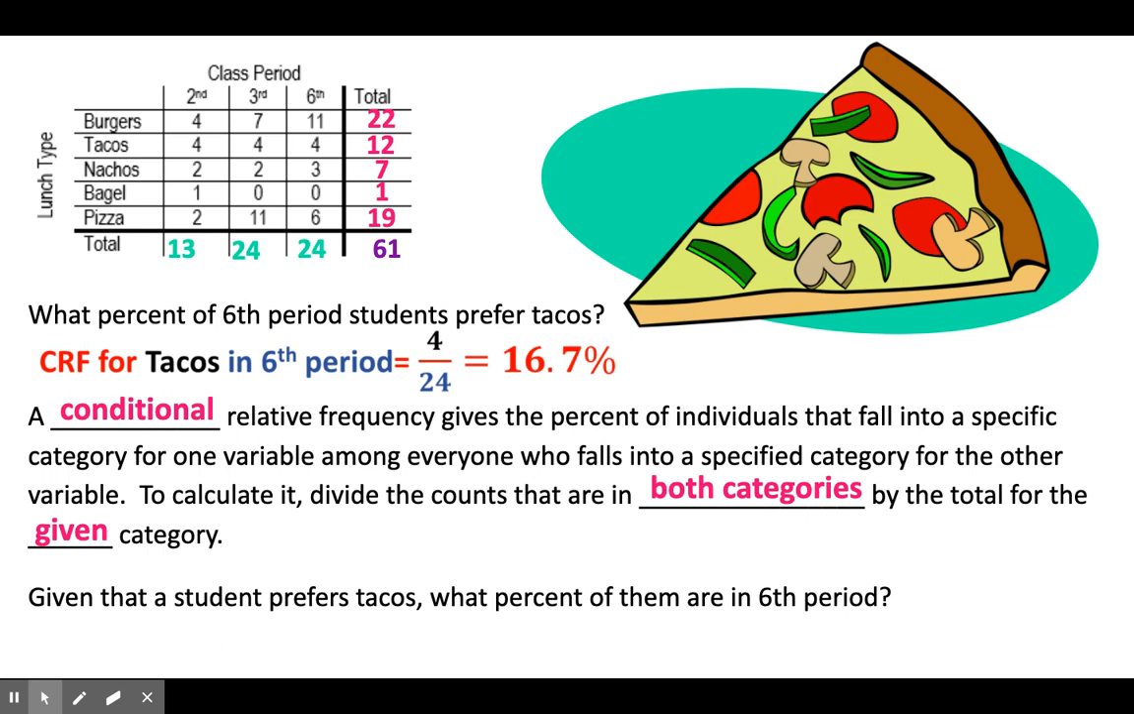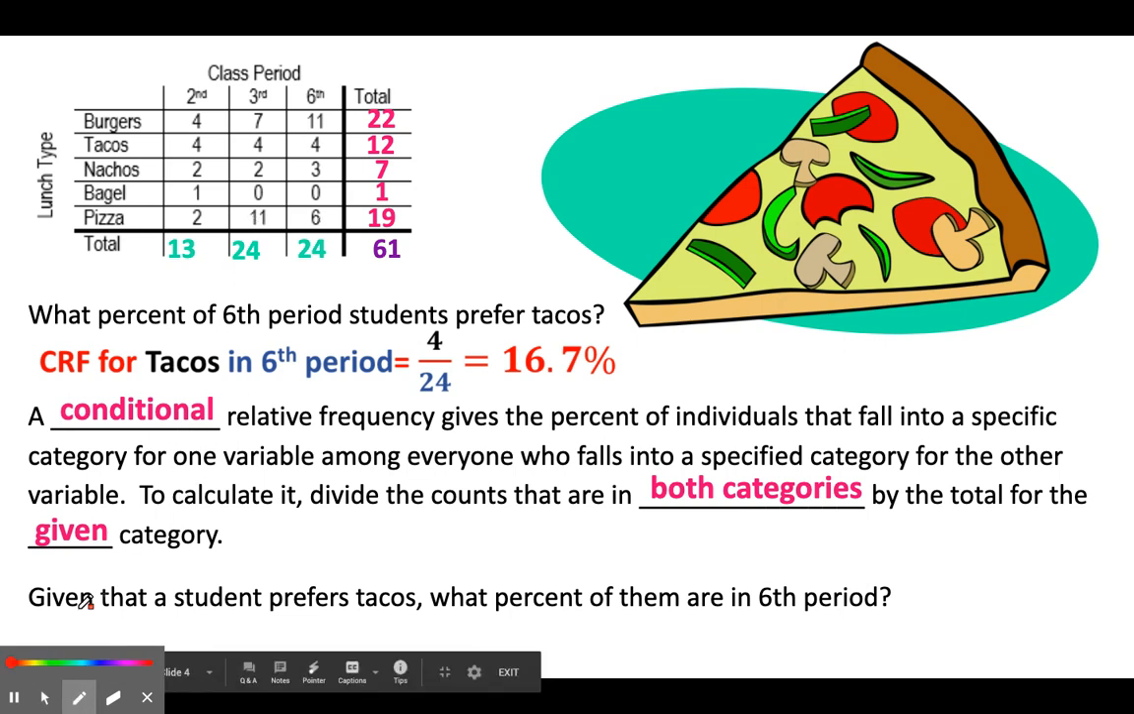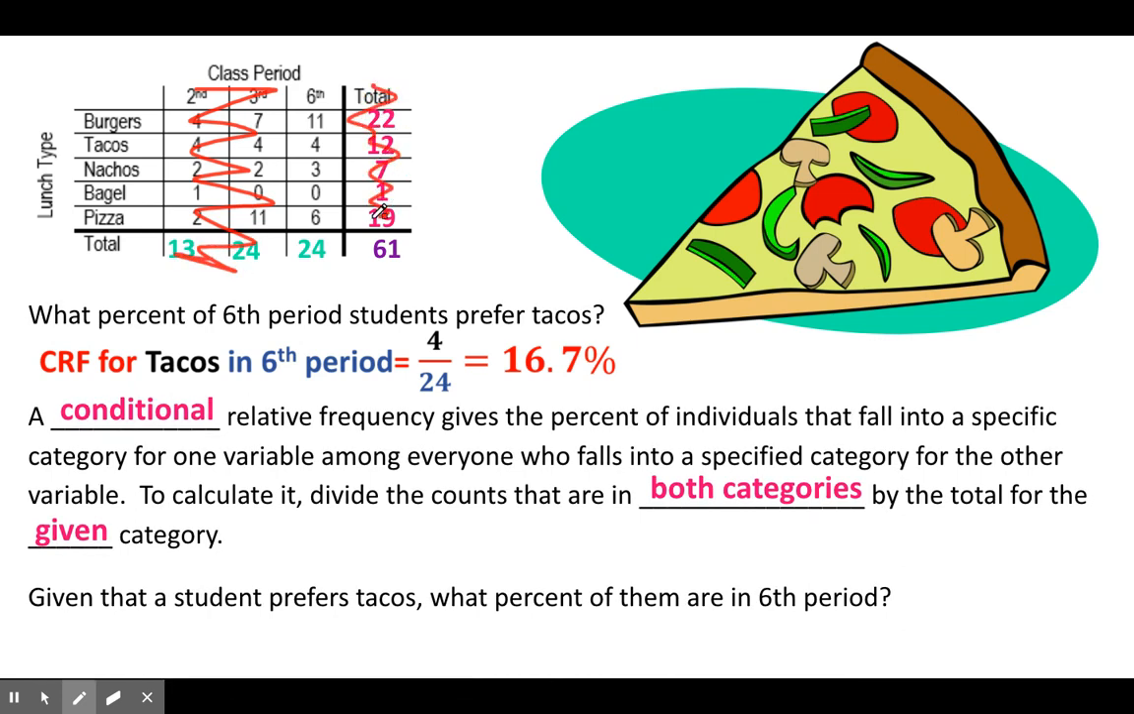That is a lot of words that maybe potentially are getting jumbled up in your heads right now. But what I like to look at it as is, if we're saying of sixth period students, that means I only care about sixth period students. So it's almost like I'm pretending that the rest of this table doesn't even exist. For just this moment, I'm only going to look at the sixth period students. In that column of sixth period students, we want to know what percent of them prefer tacos. So we say 4 out of 24, which is 16.7%.